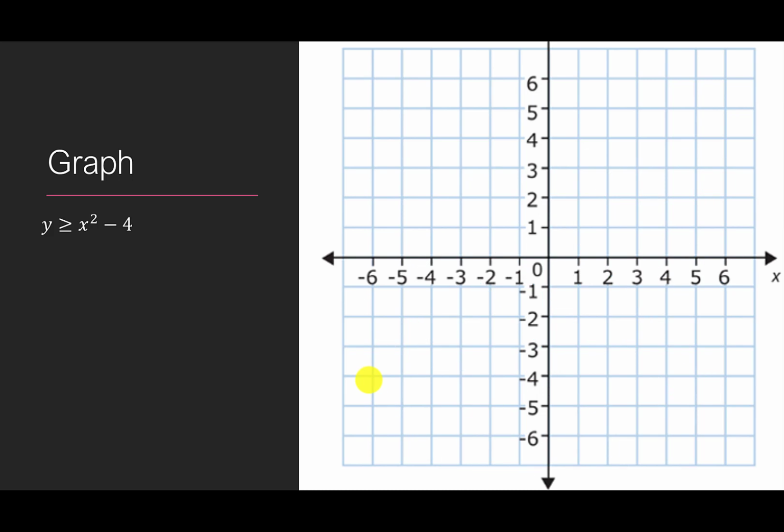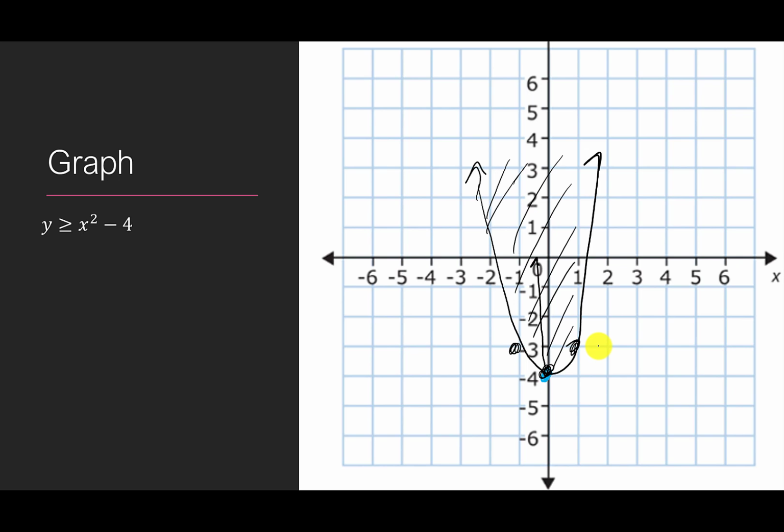So the next one says y is greater than or equal to x squared minus 4. This time I have a parabola, and I know the vertex is at (0, -4). And then it opens up, so I'm going to graph a point to the right and a point to the left, and kind of draw the graph for you. Okay. So again, this time it says y is greater than. So if I was standing at this vertex and thinking where is greater than, it is up. So it would be everything above the parabola.